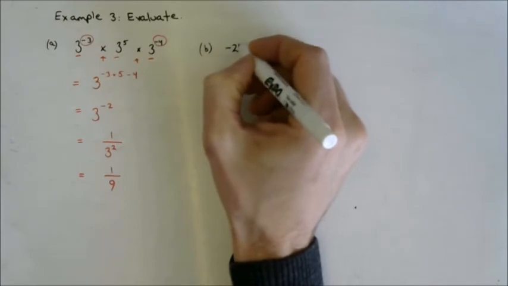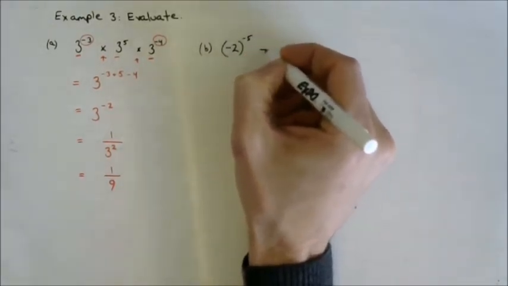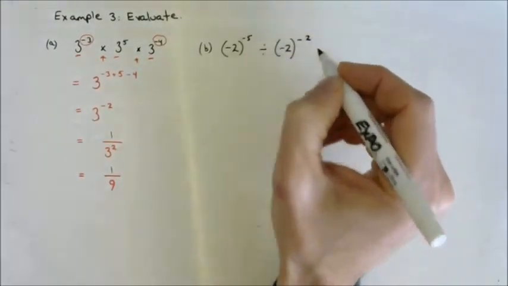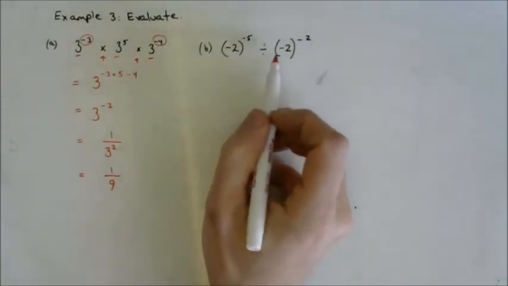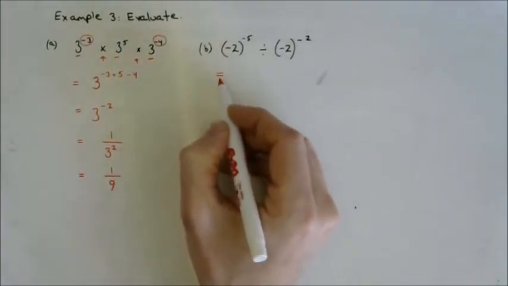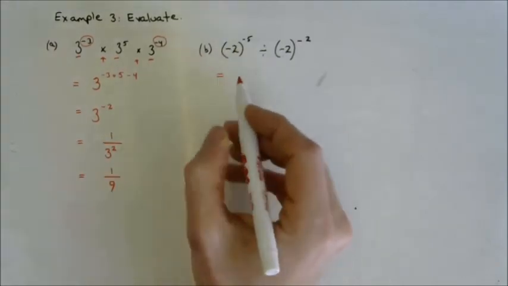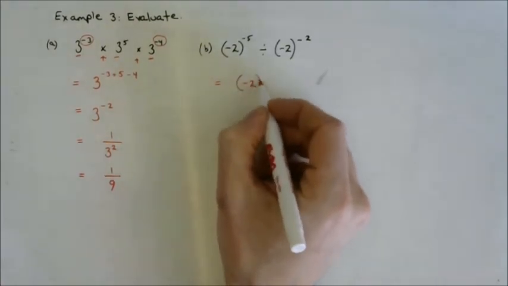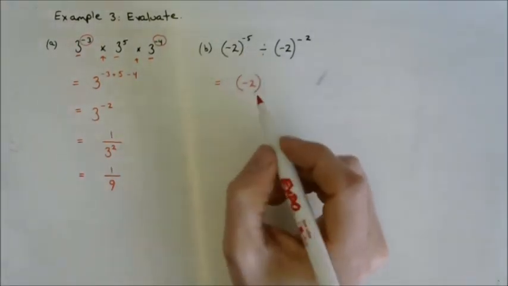B, -2 to the power of -5 divided by -2 to the power of -2. Same situation here. You might be inclined to flip both of these. That's not the fastest way to do it. We're going to first apply the quotient law of exponents, which says that if I have powers with the same base, which I do, -2, and they're divided by each other, I can simply subtract the exponents.